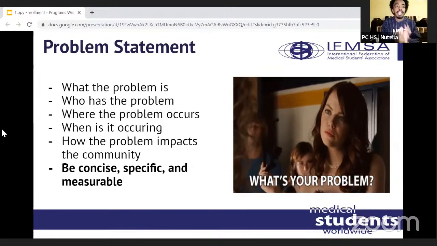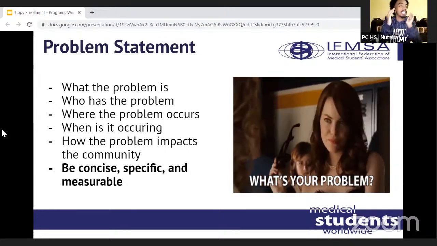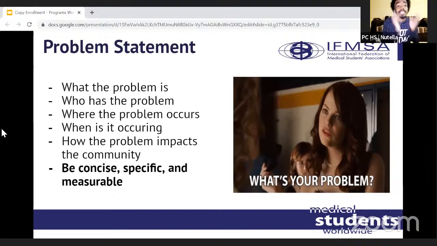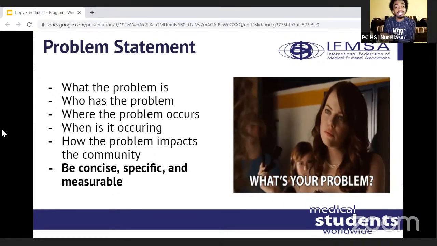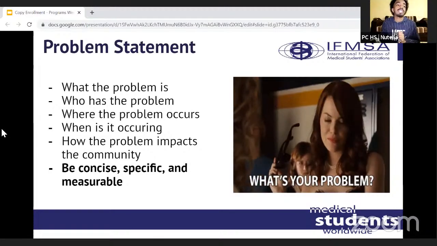You need to define when it started. Is it continuing now? Has it stopped in the past? Is it going to continue in the future? You need to define a particular time frame of when this problem is occurring.